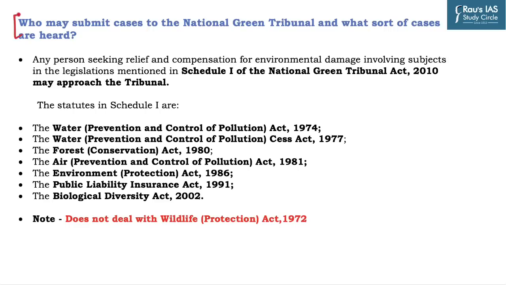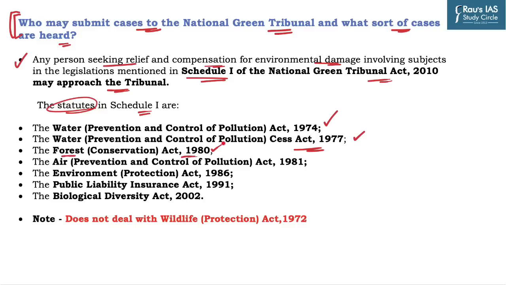To take forward our discussion, we will see who may submit cases to the National Green Tribunal and what sort of cases are heard. Any person seeking relief and compensation for environmental damage involving subjects in the legislation mentioned in Schedule 1 of the NGT Act 2010 may approach the tribunal. And which statutes are mentioned in Schedule 1? The first one is the Water Act of 1974. The second one is the Water Cess Act 1977. The third one is the Forest Conservation Act of 1980. The fourth one is the Air Act of 1981.